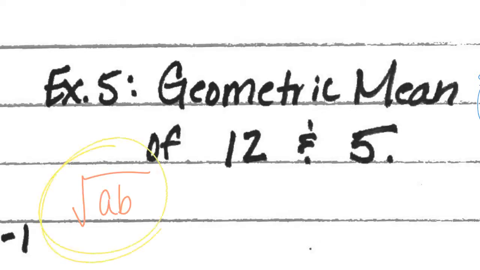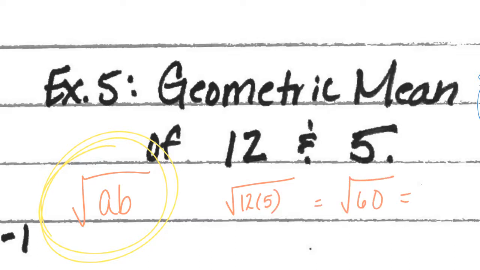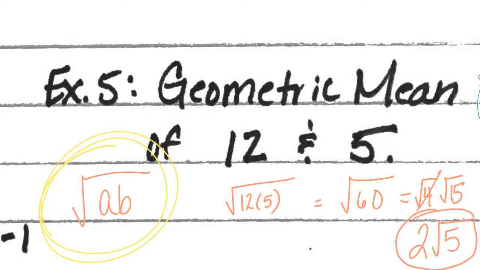Remember, to find the geometric mean, it is the square root of a times b. So I always tell my students, this is actually on my ACT, SAT new and improved cheat sheet. So we are actually finding the square root of 12 times 5. Well, 12 times 5 is 60. And I know that a 4 can come out of 60. So I know that 60 is 4 and 15. So the geometric mean is 2 root 15 here.